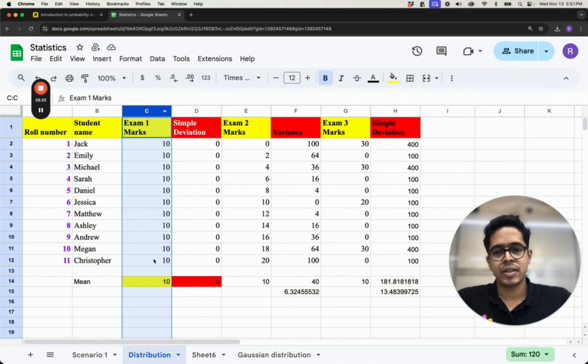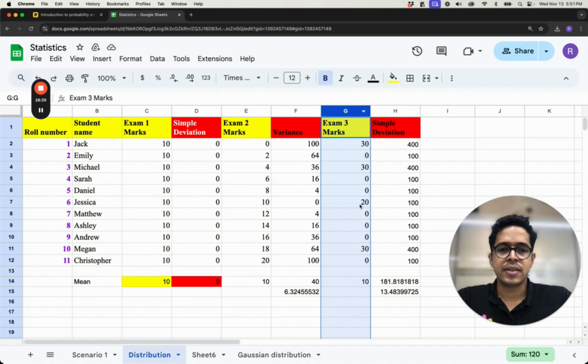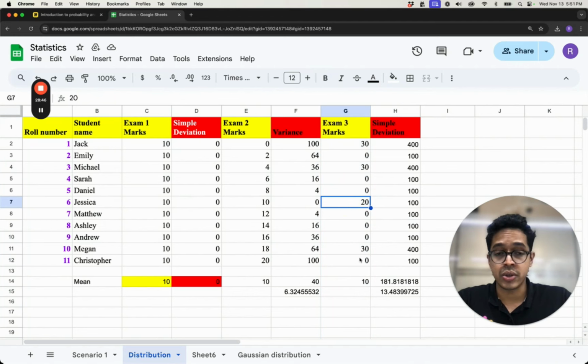Exam 1, everyone scored 10. Exam 2, people scored from 0 to 20 in steps of 2. In exam 3, people scored like this. 1, 2, 3, 4. 4 people scored, 3 people scored 30, 1 person scored 20, remaining people scored 0.